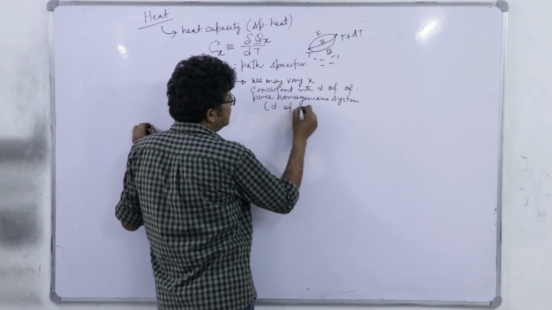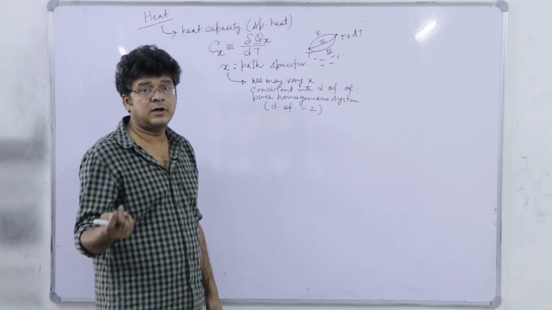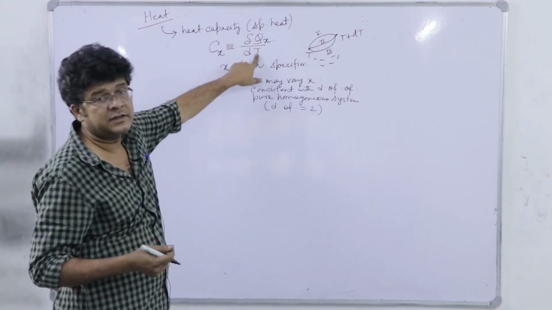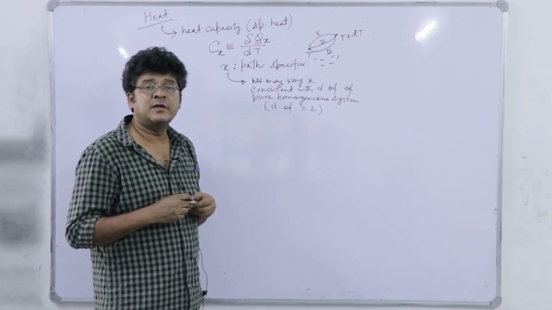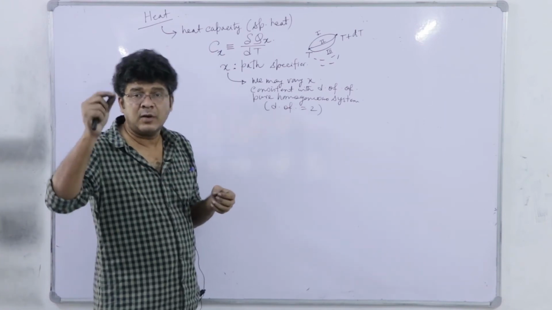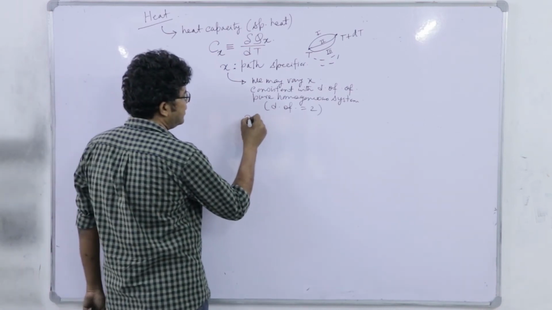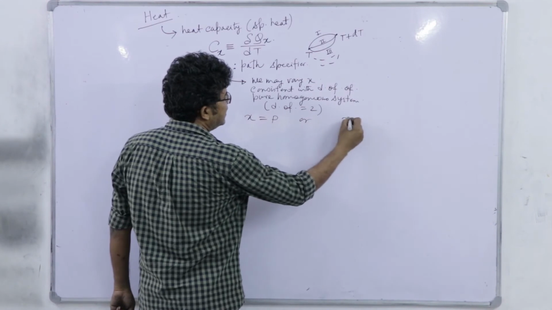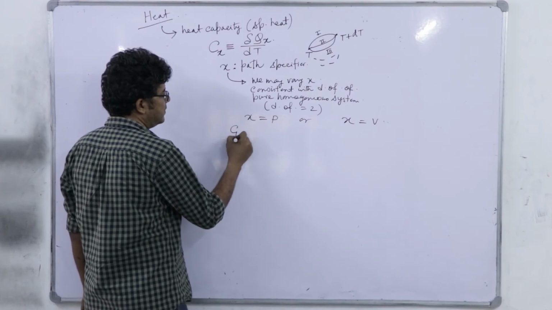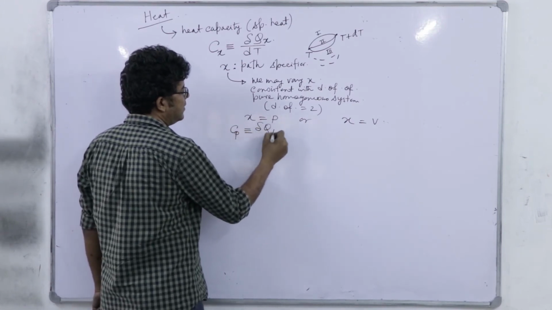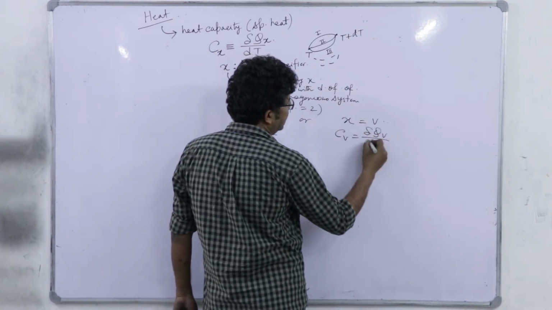What is the degrees of freedom? 2. Now we cannot write Ct, right? X can never be T, because T has already been used in the definition of specific heat or heat capacity. So you can go by a constant pressure path or a constant volume path, and that's why x is either P or V. So we have Cp equal to delQp/dT and Cv equal to delQv/dT.